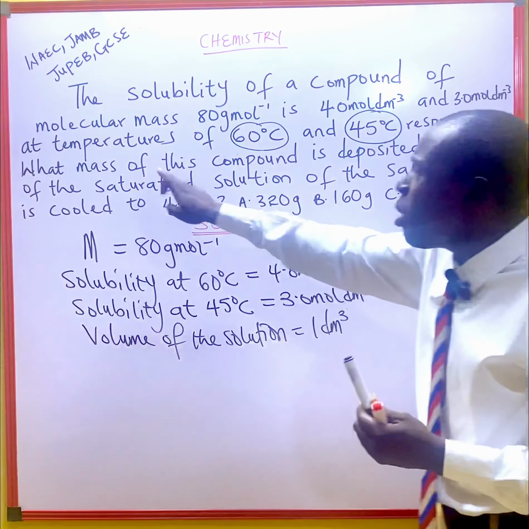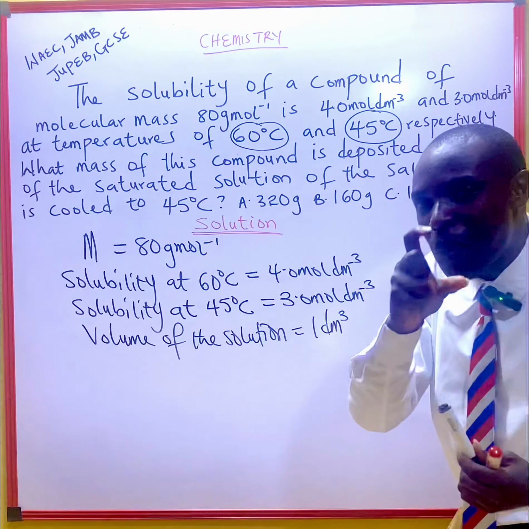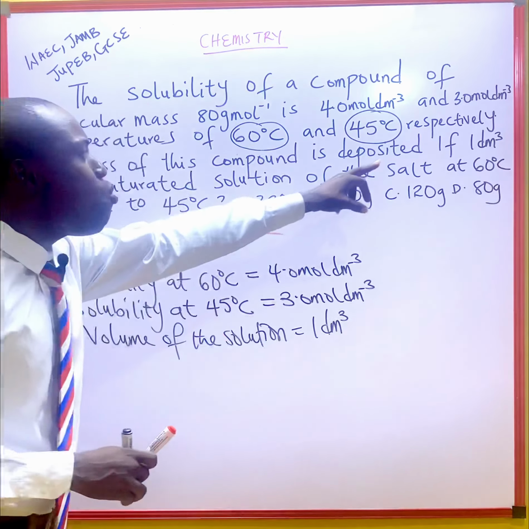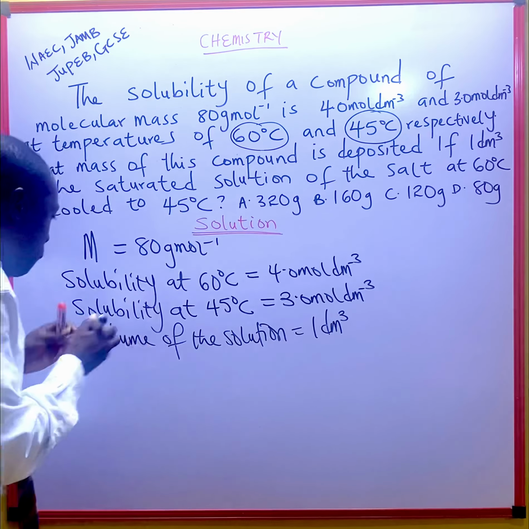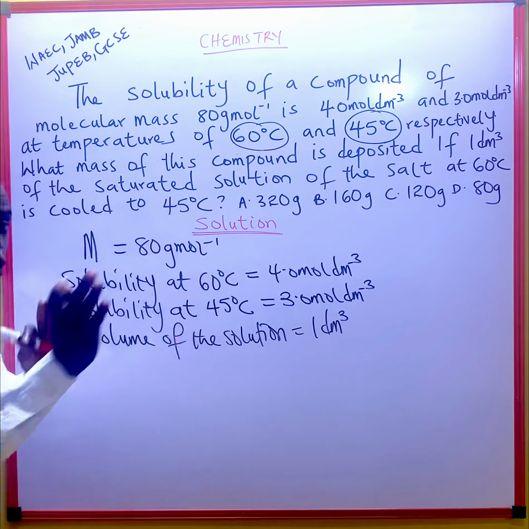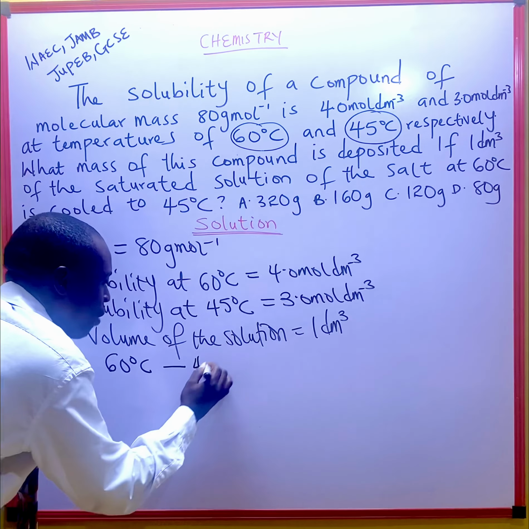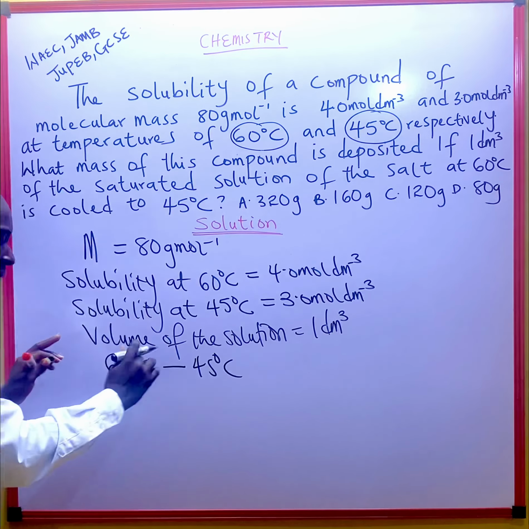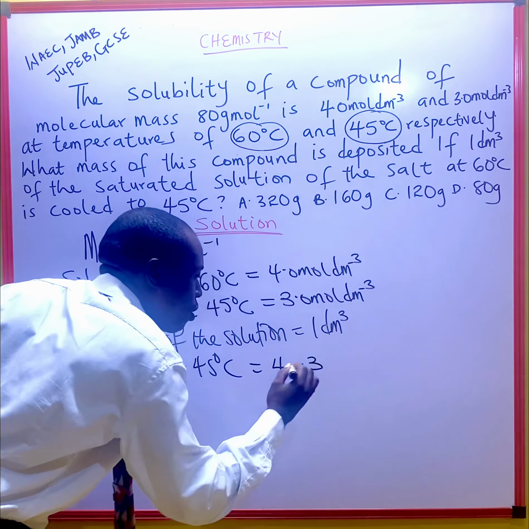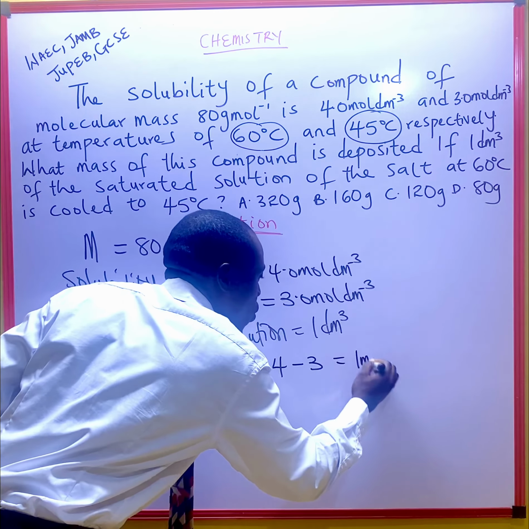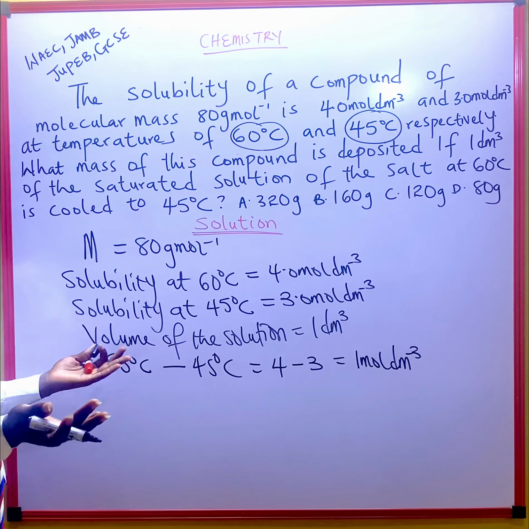Remember they said, what mass of this compound is deposited if 1 dm cube of the saturated solution of the salt is cooled? Meaning when it was cooled, the temperature went from 60 degrees to 45 degrees, so the solubility difference would be 4 minus 3, which is equal to 1 mole per dm cube.